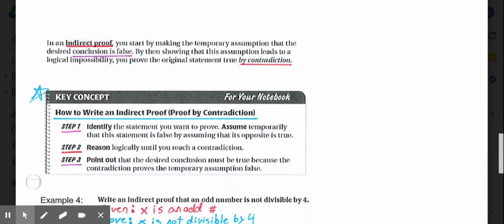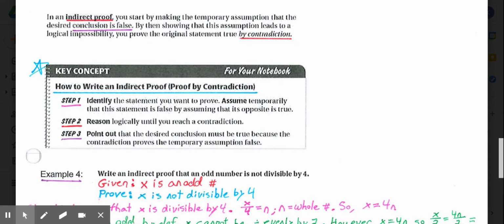And then our last concept for today's lesson is the idea of indirect proofs. So, our introduction to an indirect proof. In an indirect proof, you start by making the temporary assumption that whatever the desired conclusion is, it's false. Then by showing that that assumption leads to an impossibility, we're proving the original statement is true by contradiction. So an indirect proof is also called a proof by contradiction.